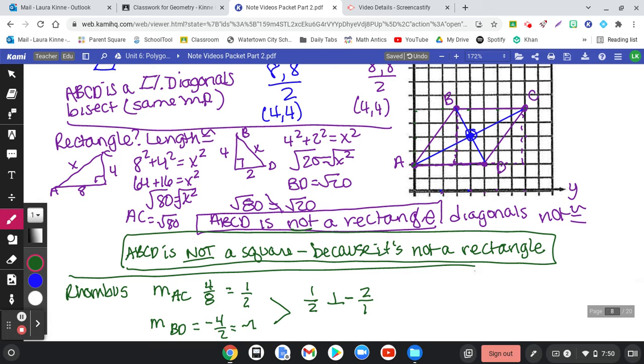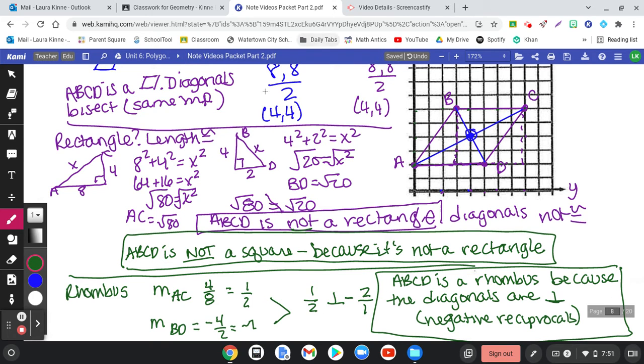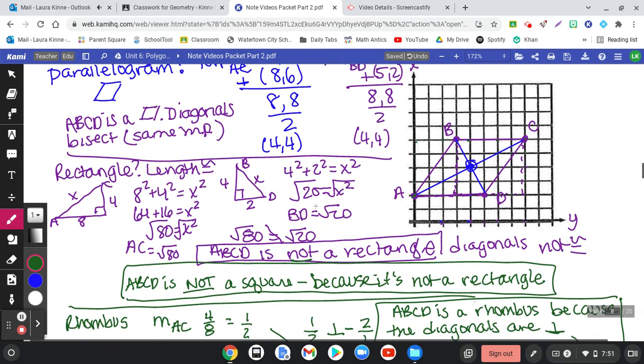So ABCD is a rhombus because the diagonals are perpendicular. Throw negative reciprocal in there too. You've got your work here to back it up. So it's a rhombus, it's a parallelogram and a rhombus, but it's not a rectangle, so therefore it's not a square either. That's a coordinate proof. Okay?